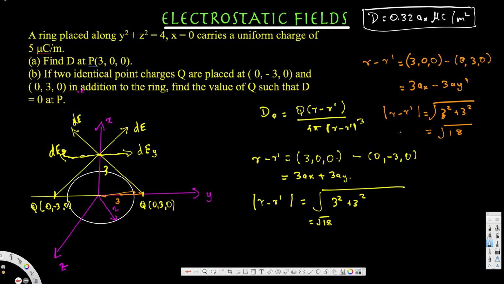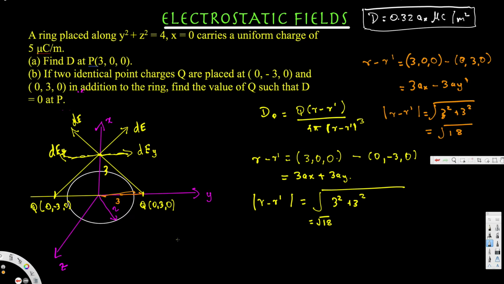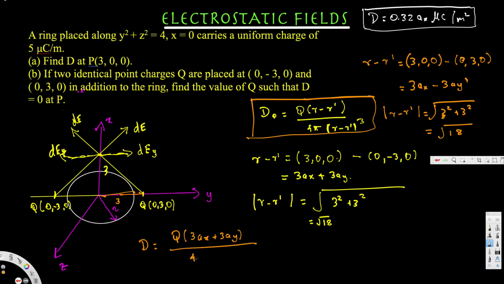Now we have both values, so we can go ahead and calculate our flux density. So we know that the flux density equation is this. Now since we have 2 point charges, we are going to add them together. So D is going to be what? First one is Q times (3ax plus 3ay) divided by 4 pi, and the magnitude we figured out, that's square root of 18, cubed. This is the first one, and the second one we found out is 3ax minus 3ay, so Q times (3ax minus 3ay) divided by 4 pi square root of 18 cubed.